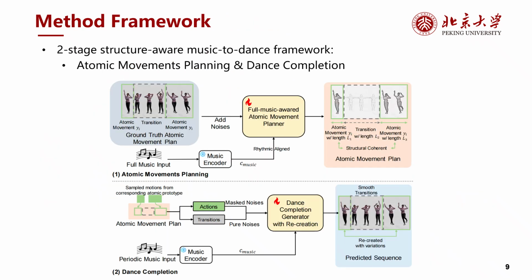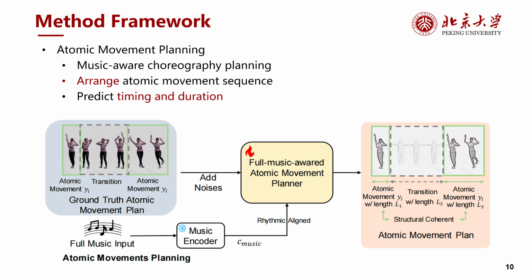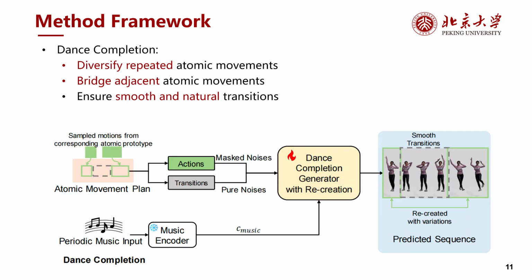Using these discovered units, we build our two-stage structure-aware framework, atomic movement planning followed by dance completion. In the first stage, the model performs music-aware choreography planning. It selects and arranges an atomic movement sequence and predicts when each movement should occur and how long it should last. In the second stage, the model turns this plan into continuous motion. It diversifies repeated movements, bridges neighboring units, and refines the result to create smooth, natural transitions.